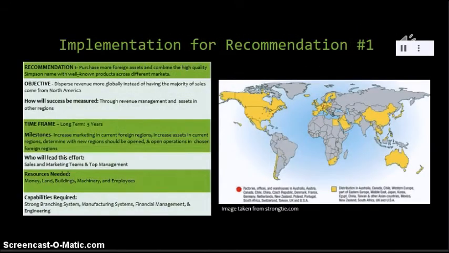For the first recommendation, to purchase more foreign assets, you can see a summary of the implementation plan on the left of the screen. The plan will take around 5 years and consist of increasing marketing, increasing assets in current and future regions, and also research into what new regions the firm should open in. The map on the right shows in yellow the distribution of the firm's products and in red the actual operational facilities.